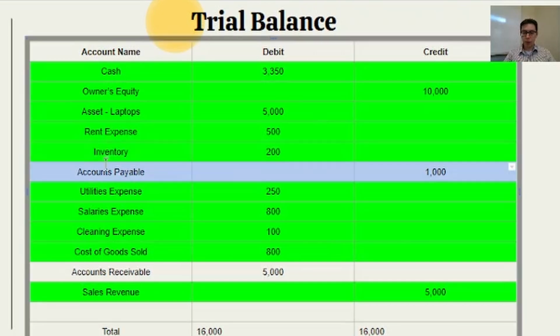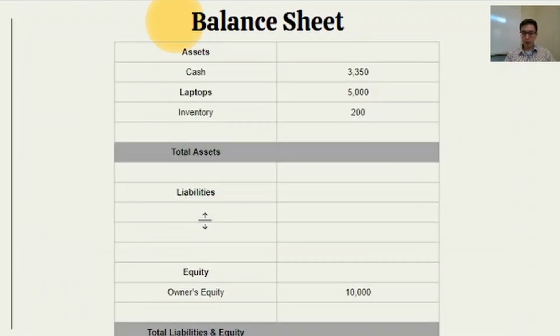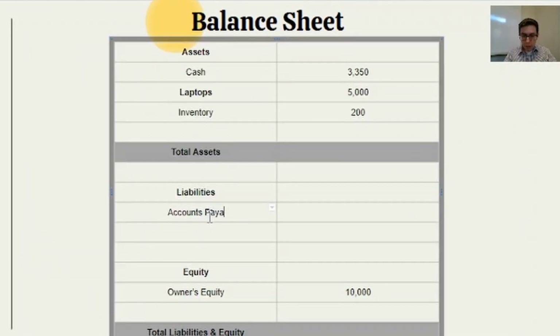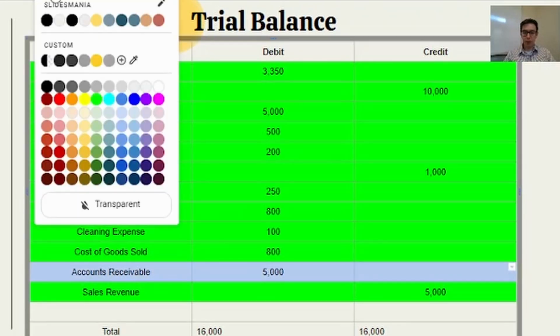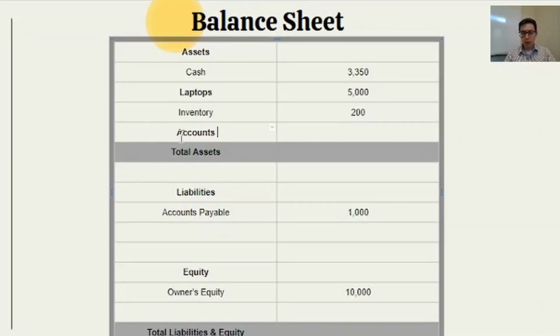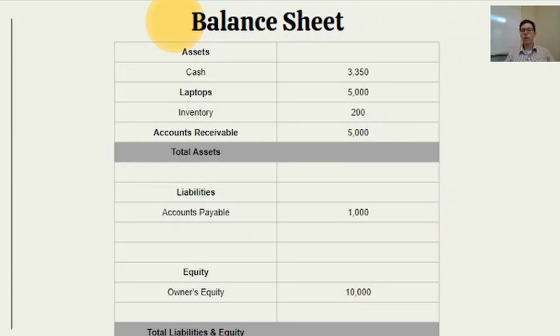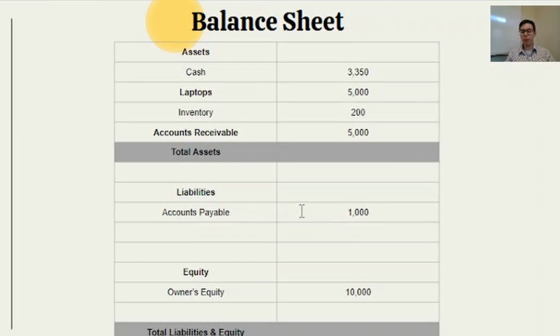Accounts payable. This is a credit balance. This is a liability. Balance payable. We said that this was 1,000. And then our final one here is another asset, accounts receivable, with a debit balance of 5,000. Okay, so now that we have all the accounts on here, we can see this trial balance is completely green. That's perfect. That means we've used every account. It's in one spot, either on the income statement here or it got put on the balance sheet.